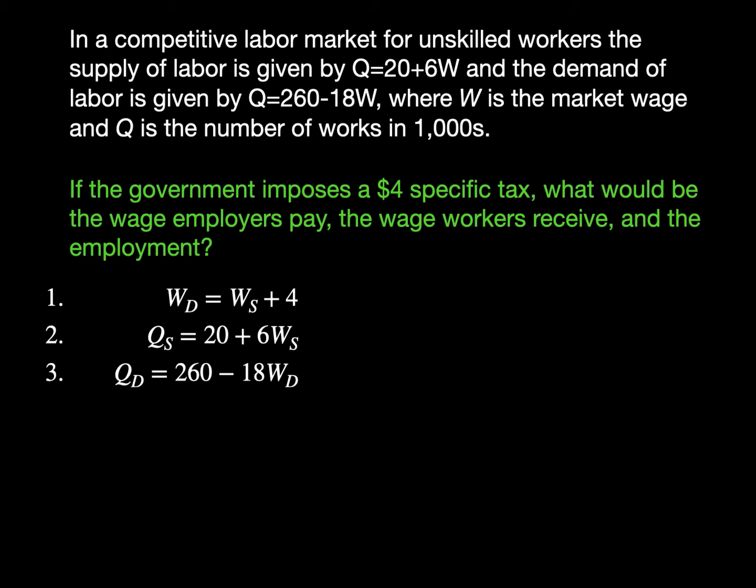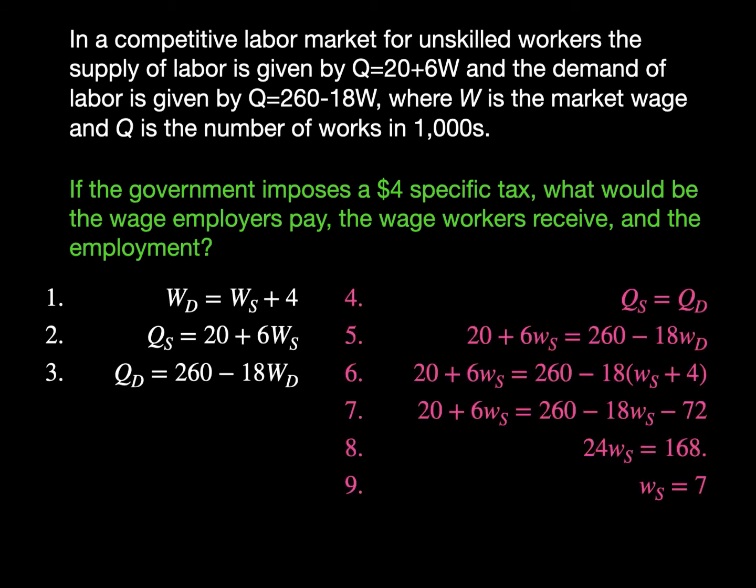When we set quantity supplied equal to quantity demanded, we have three equations and three unknowns. The three unknowns are equilibrium quantity, the wage employers pay, and the wage workers receive. You will solve these three equations for the three unknowns similar to the way that you have solved the equilibrium price and quantity with just two equations. Please take a minute and solve for WS, the after-tax wage that workers receive.